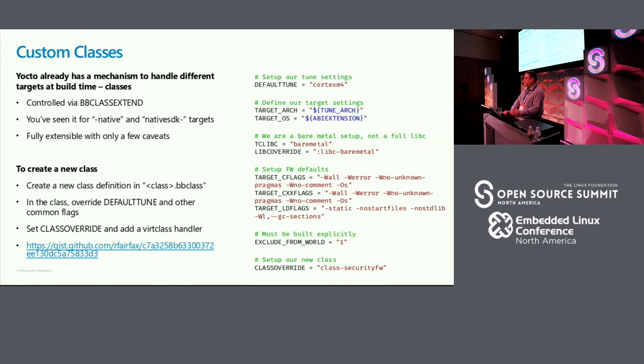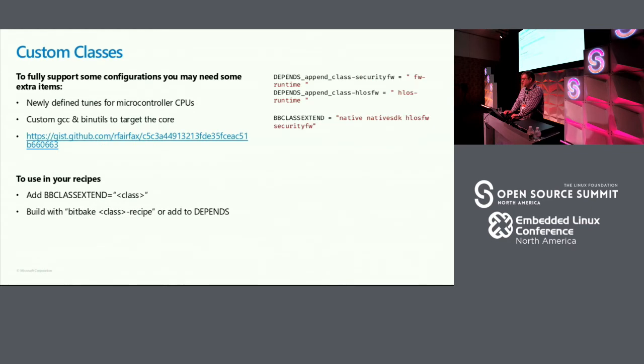And so to do this approach, if you want to go down this route, you make a new class definition in a file, a BB class file with the class name. In the class, you override a number of default flags to get your compiler to target your right architecture and set your dependencies correctly. You set class override, and you add a bb class handler, which is a tiny bit of code that tells it how to process this, and you can see more in that GitHub link there.